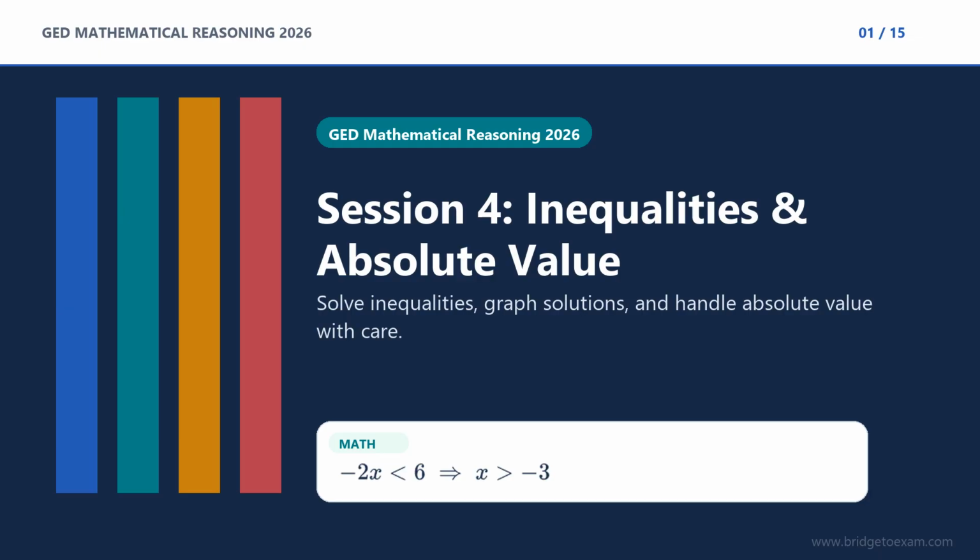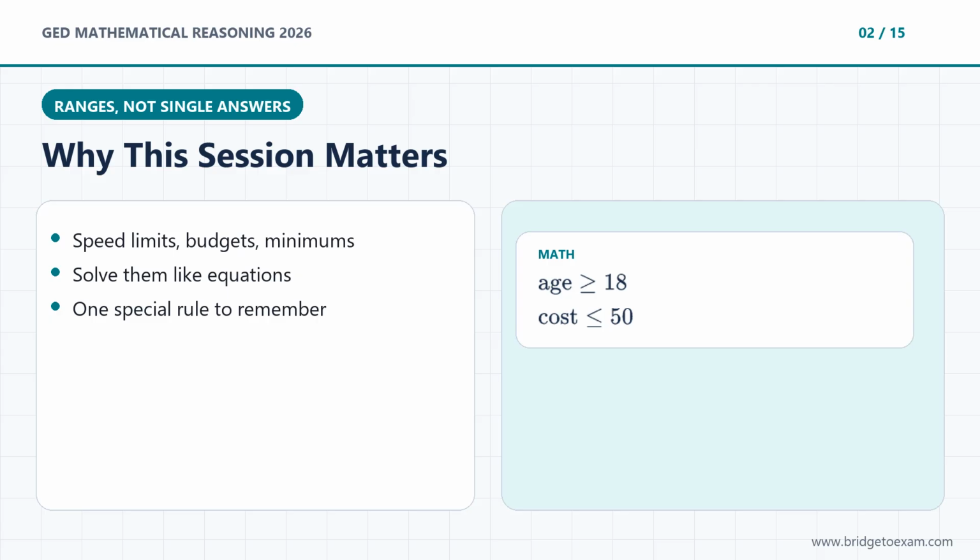Today we will solve inequalities, graph them on a number line, learn the one rule that trips everyone up, and then handle absolute value. Inequalities describe real limits. Think of a speed limit, a minimum age, or a budget you cannot go over. On the GED, you will solve them almost exactly like equations, with one important exception that we will highlight in bright color. Learn that one rule, and inequalities become easy.